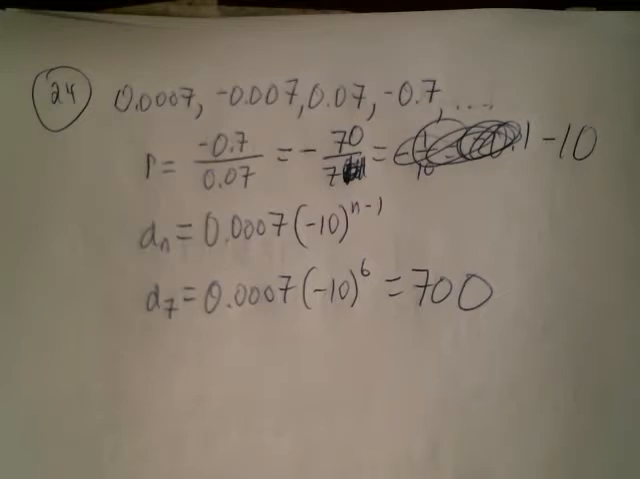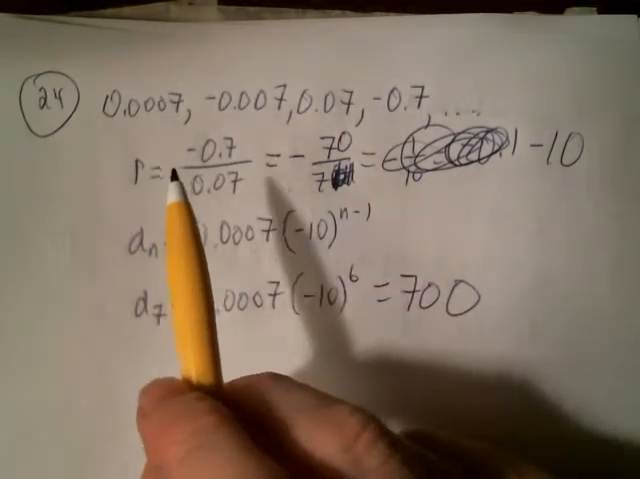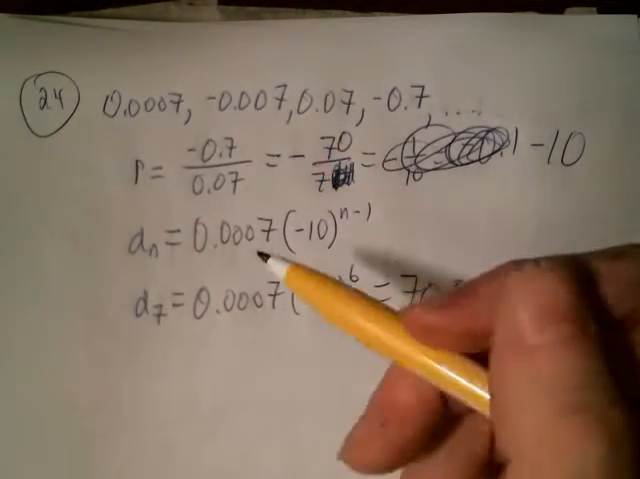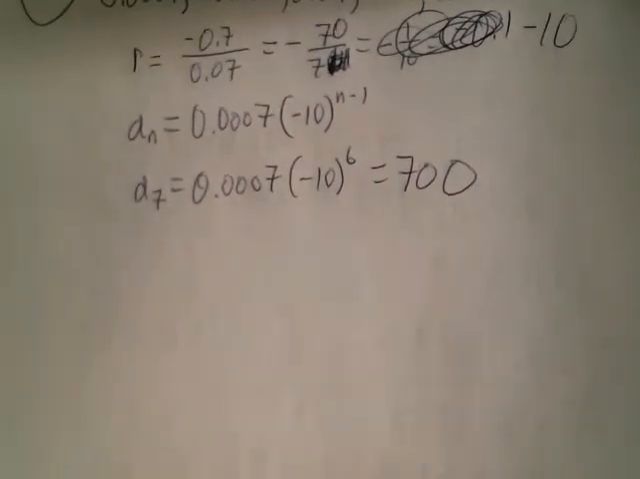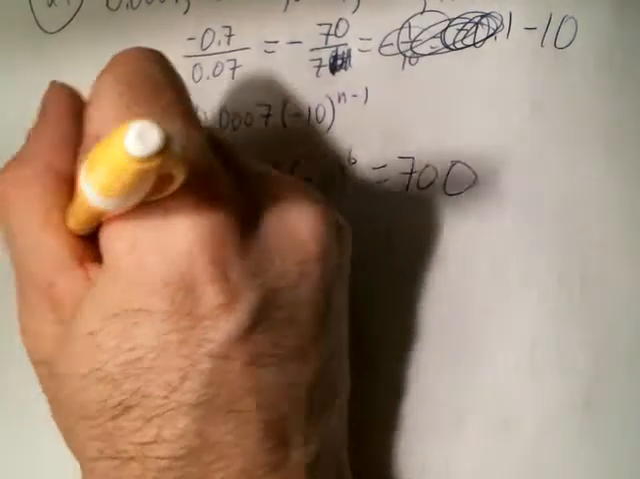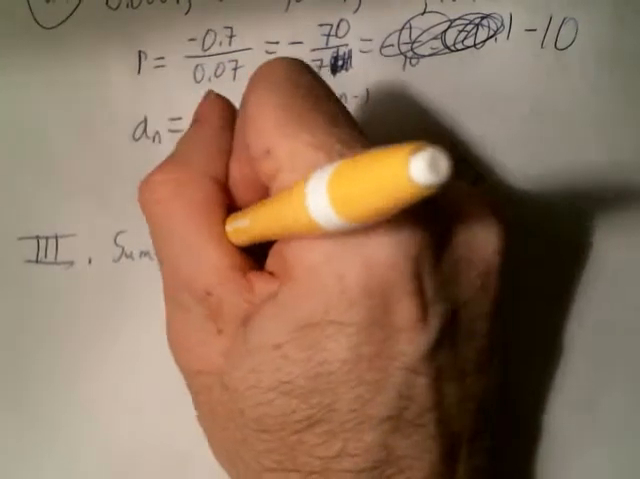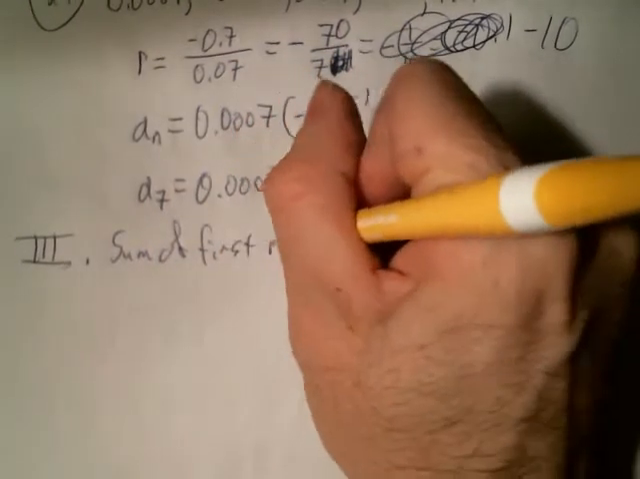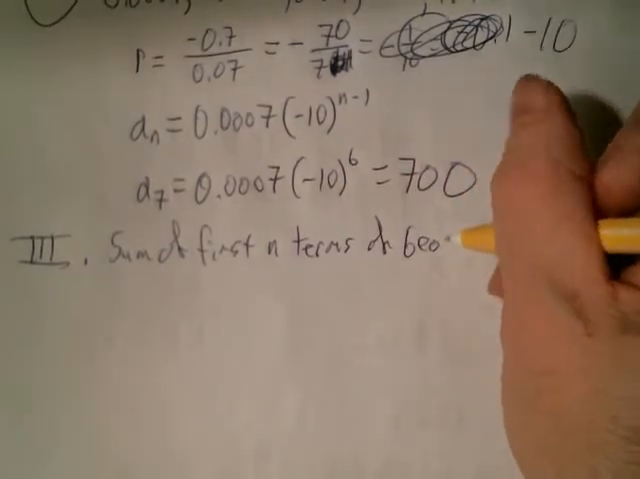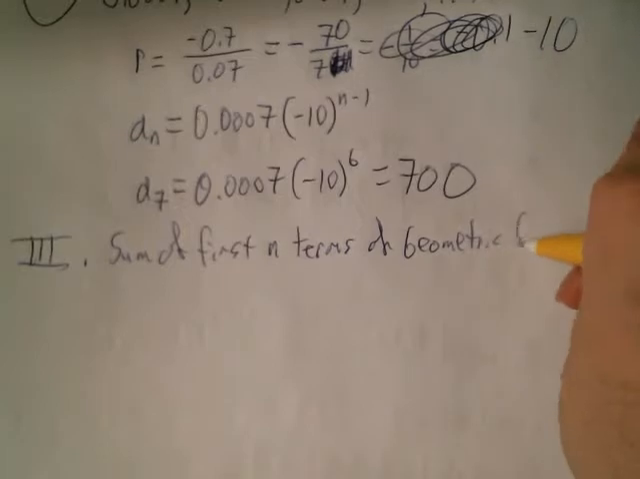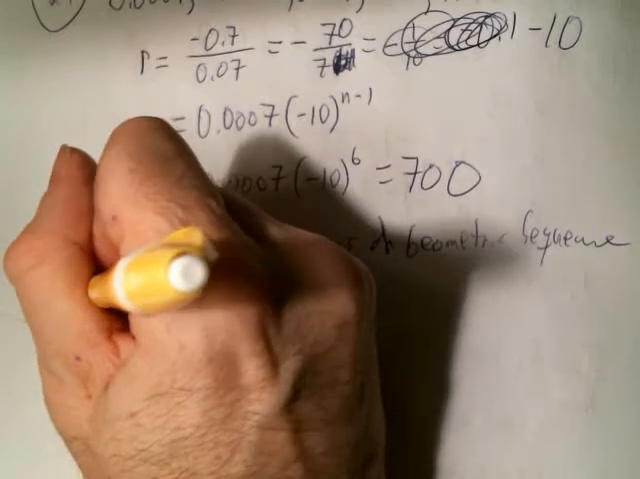Okay, now we want to start adding the terms of the geometric sequence together and find a nice formula for that, like we did with the arithmetic sequence. The formulation of that is going to be very similar. So we're going to add it to itself, basically. So the sum of the first n terms of a geometric sequence. Okay, so let's take a look.